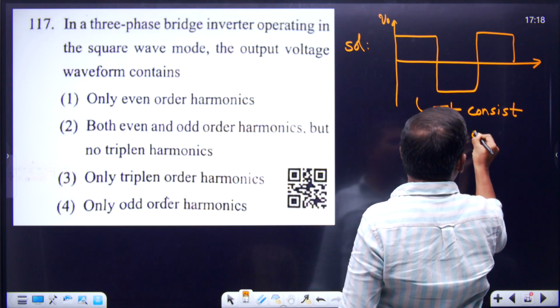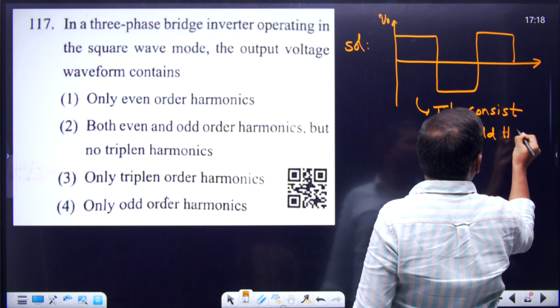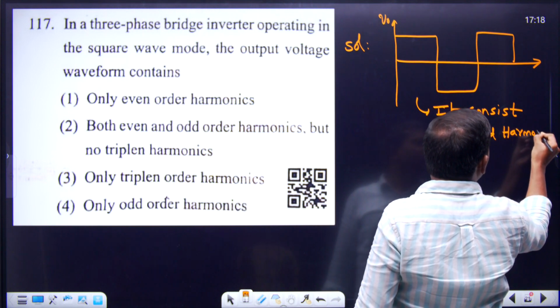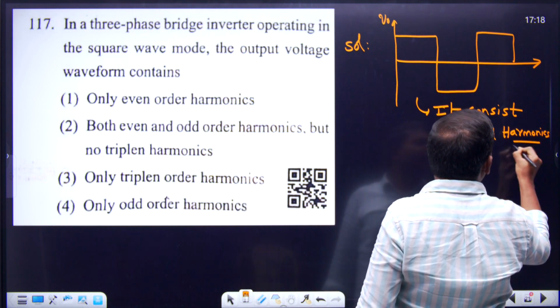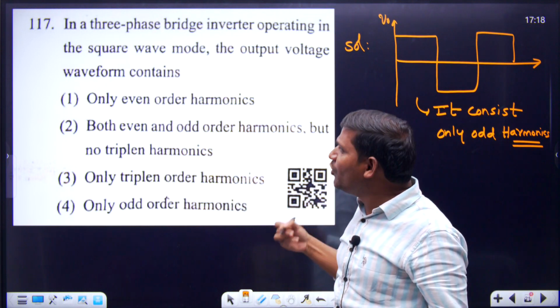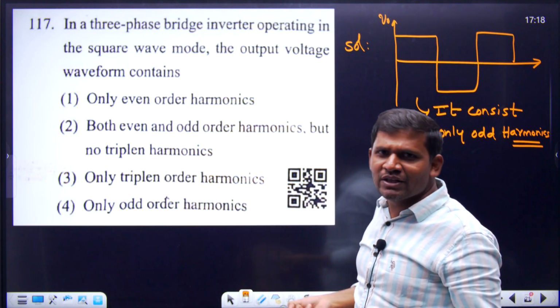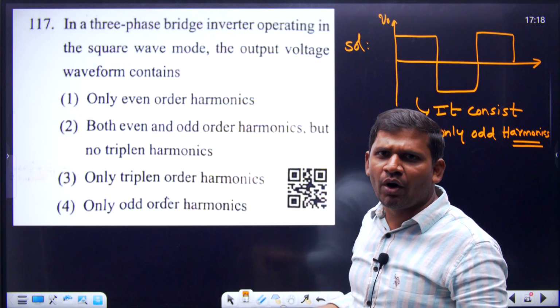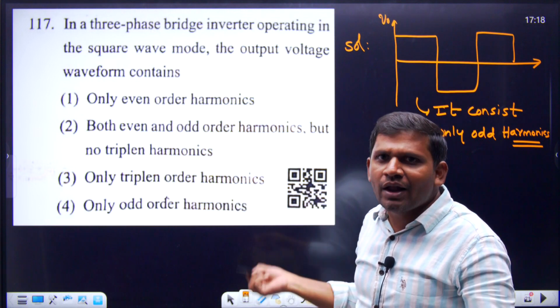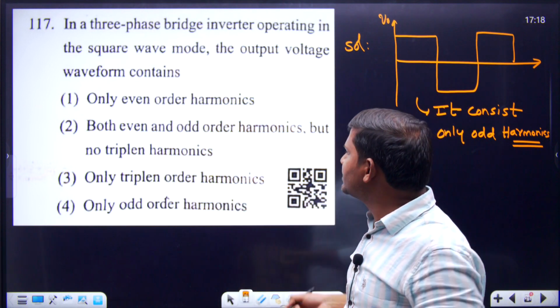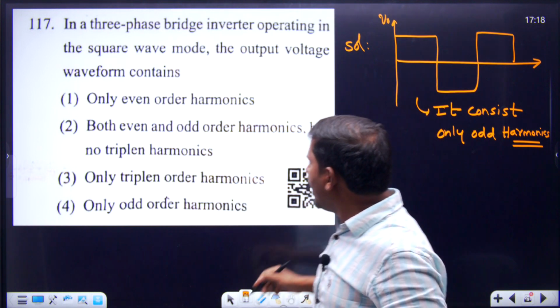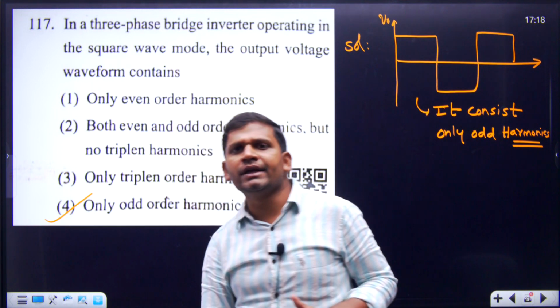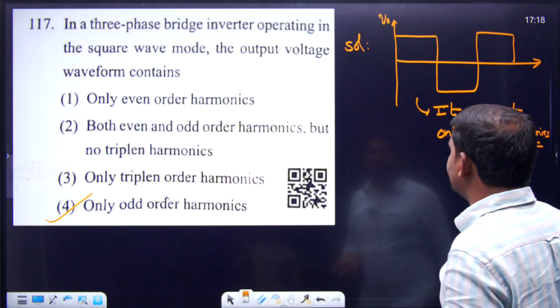Only odd harmonics. All the even harmonics are 0 because of the square wave output. That you know well from the Fourier analysis of a single phase bridge inverter is also seen in the square wave output. It consists of only odd harmonics. All the even harmonics are 0. That is, only odd harmonics are present. All the even harmonics are eliminated.